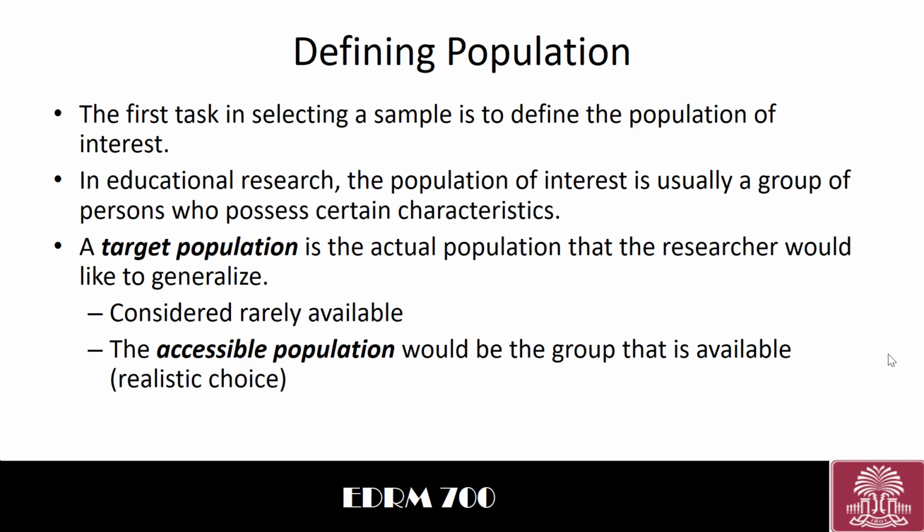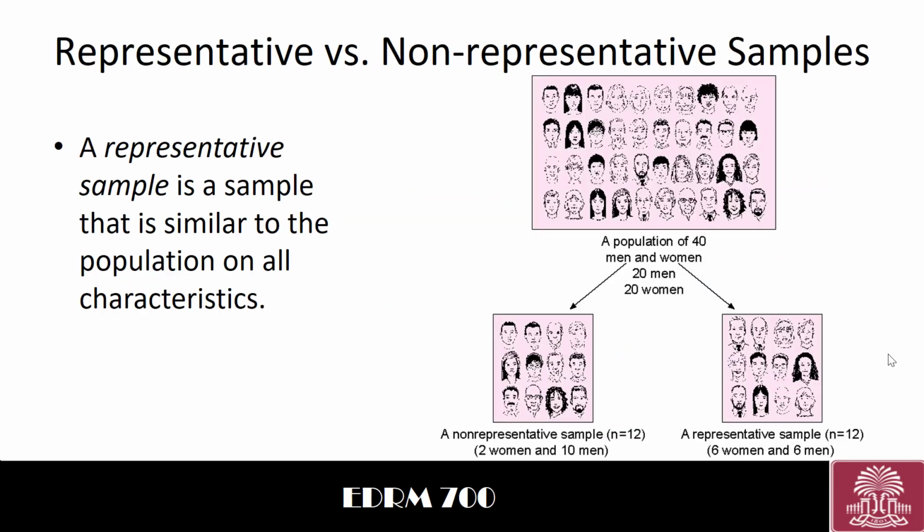Normally, the population of interest is a group of persons with certain characteristics, such as all college students in South Carolina. The target population is the actual population to whom researchers would like to generalize. The accessible population is the group that is available to researchers. For instance, my target population is all college students in South Carolina, while my accessible population is college students at USC.